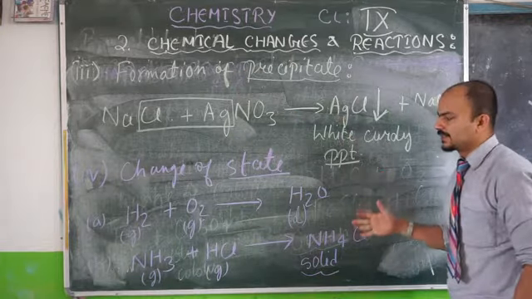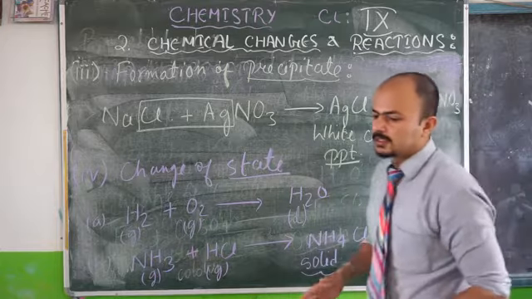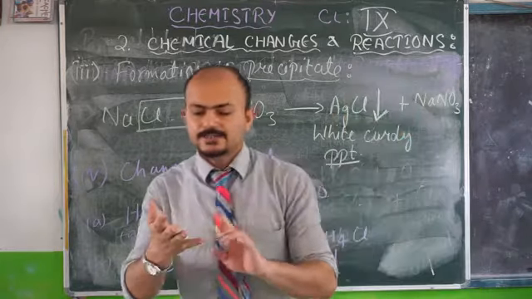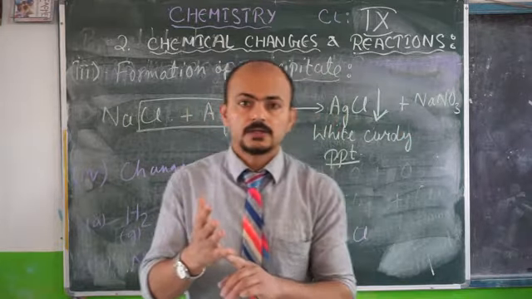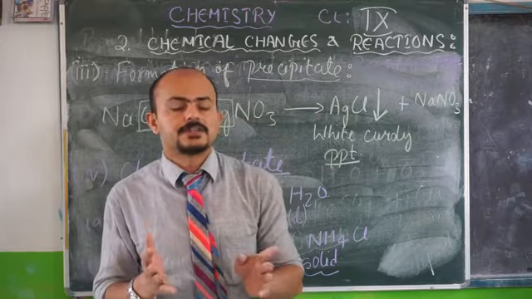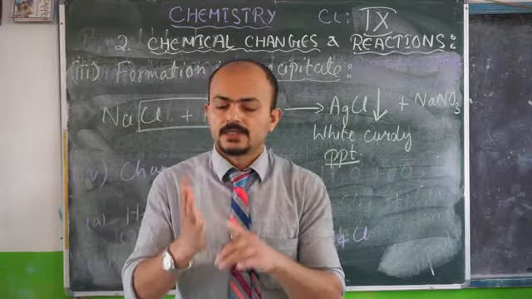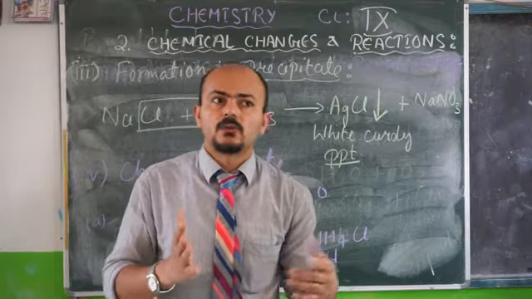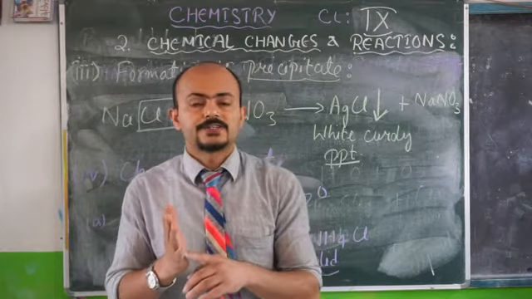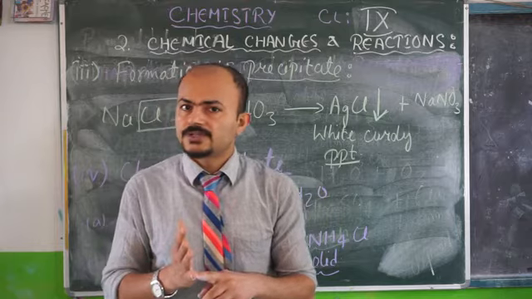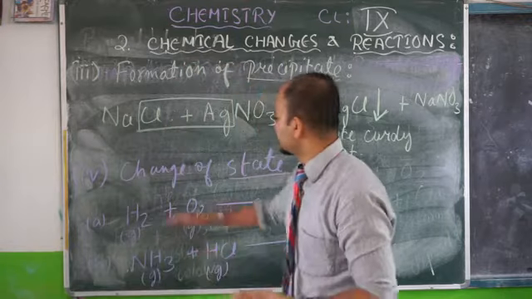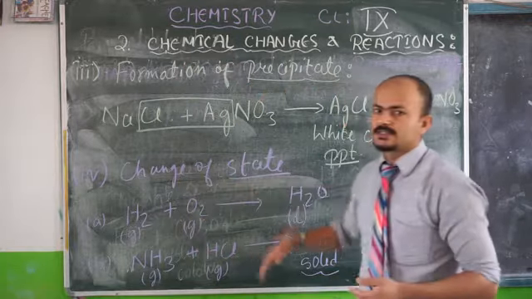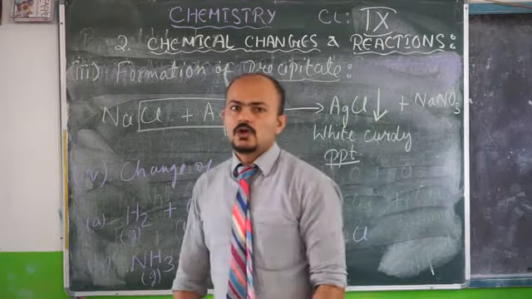Hope this is clear. For characteristics, there are four. Let's revise this part. Four characteristics are there. First one is evolution of gas. The second one was change of color. The third one, formation of precipitate, and the fourth one is change of state of the substances.